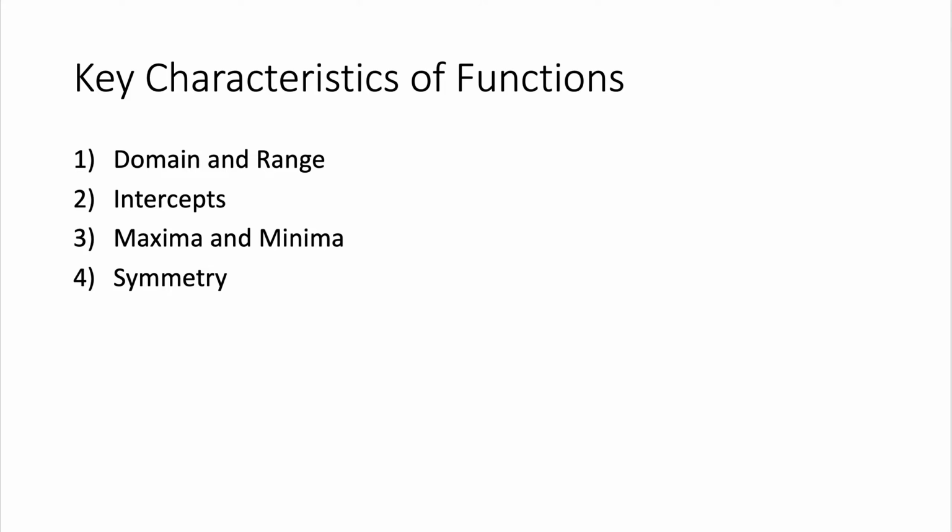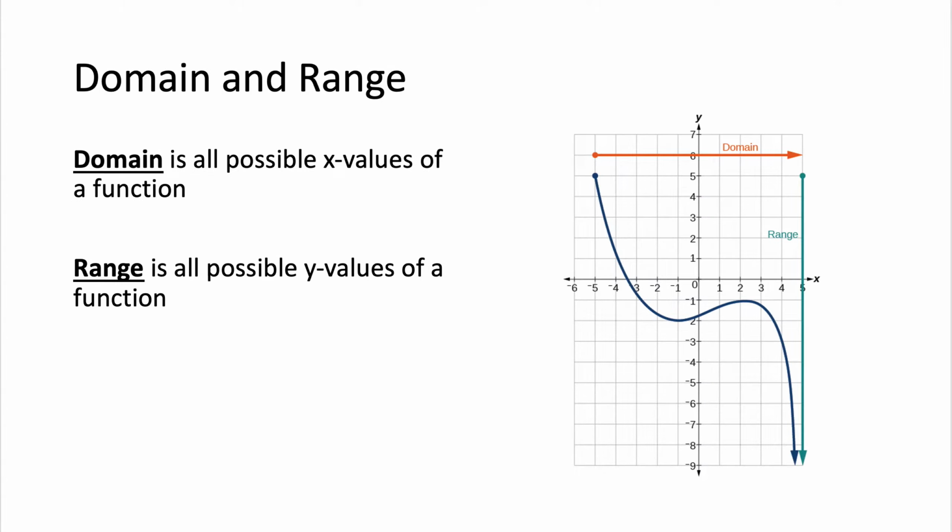So when we describe functions, we can talk about some key characteristics: the domain and range, the intercepts, maxima and minima, and symmetry of the function. So domain is all the possible x values of a function. Range is all the possible y values of a function.